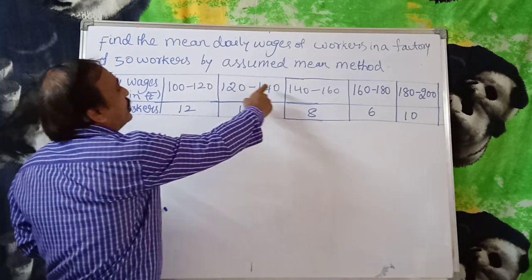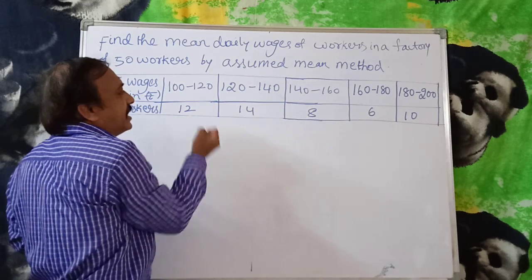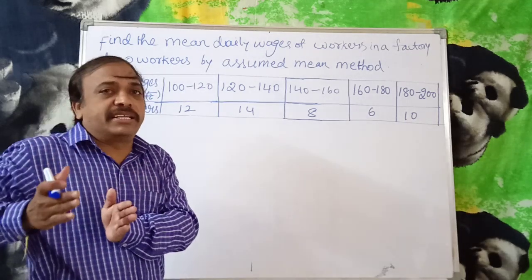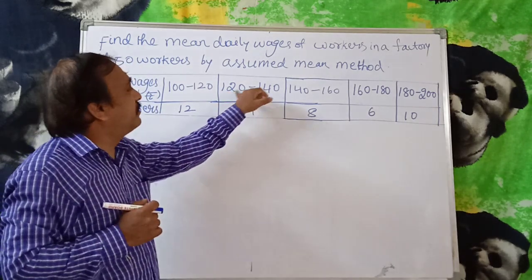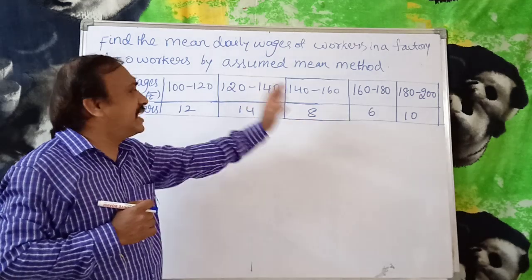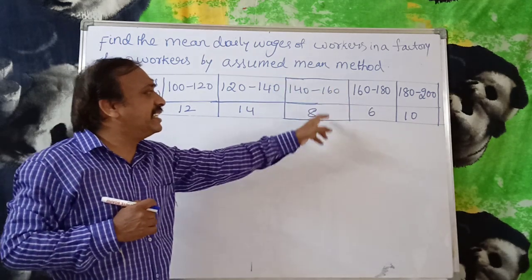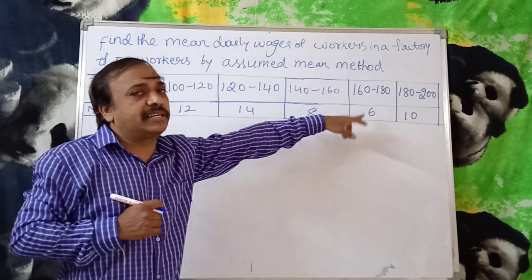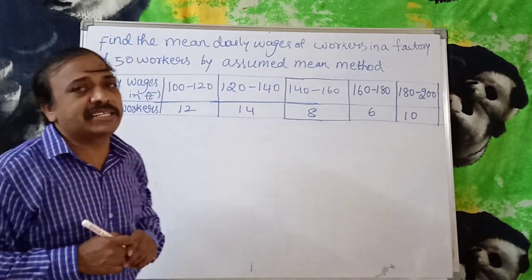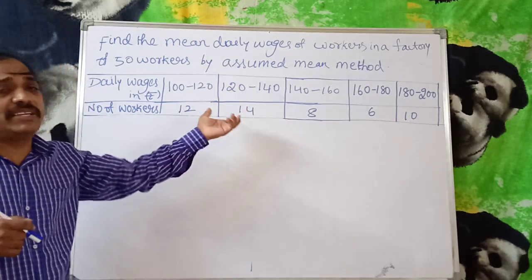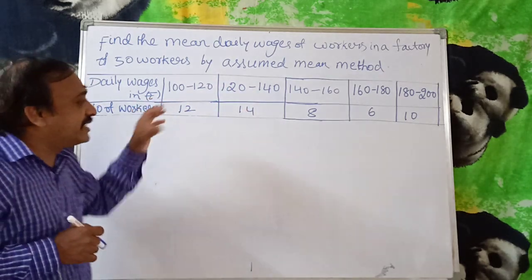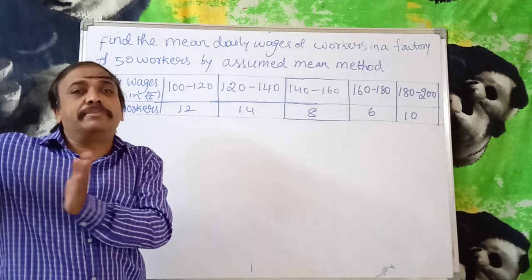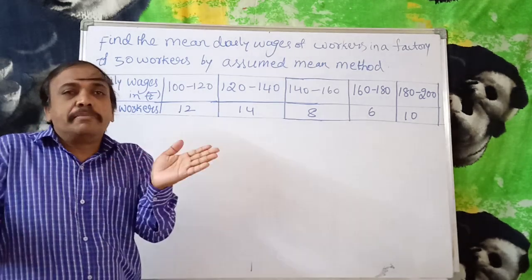Next, 120 to 140, 14 people are there. Like that, 140 to 160, 8 workers, 160 to 180, 6 members are there, and 180 to 200, 10 members are there. So this is the daily wage of the workers. Now for this data we have to calculate the mean daily wage.